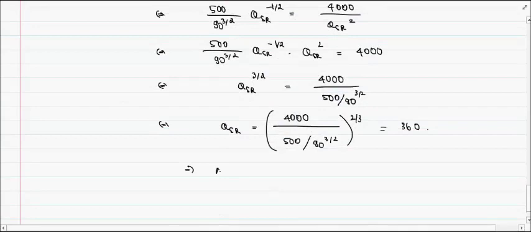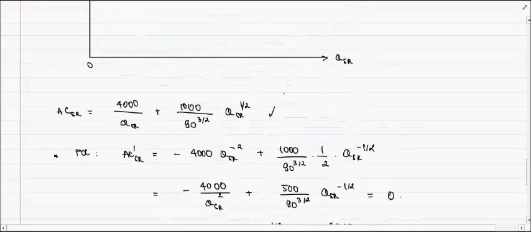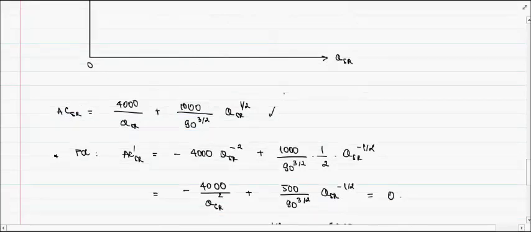At this point, if I sub 360 back into my average cost function here to find the value of it, then it's 4,000 divided by 360 plus 1,000 times 360 to the power half, and divided by 90 to the power 3 on 2.